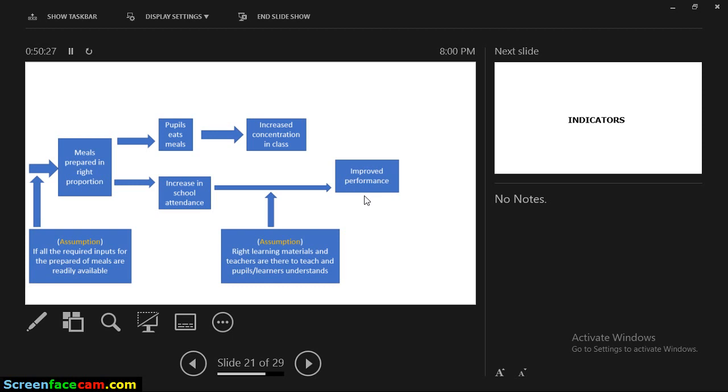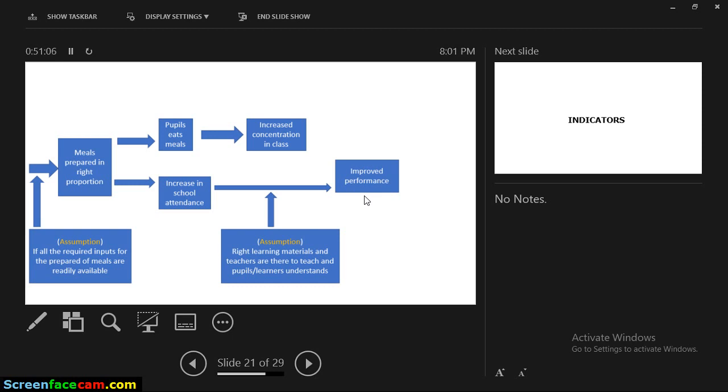If this condition is met, it means meals can be prepared in the right proportion. It's not just about preparing the meals, but it should be in the right proportion according to the number of pupils we have, right? Because we can have one plate and only prepare two meals, which will not be sufficient for them. No wonder the assumption was very clear: if all the required inputs for us to prepare the meals in the right proportion are available. If we don't have all the required inputs, we cannot prepare for that.